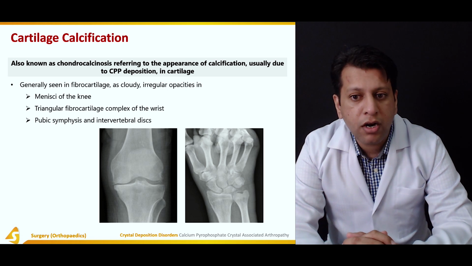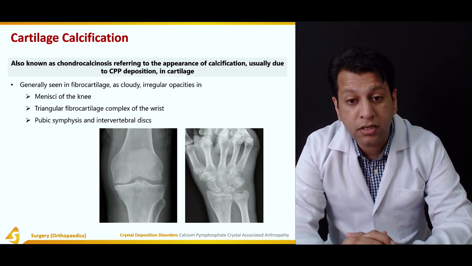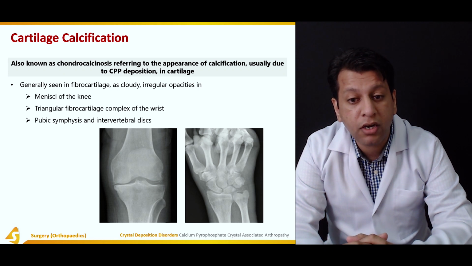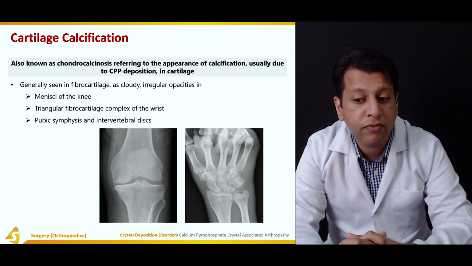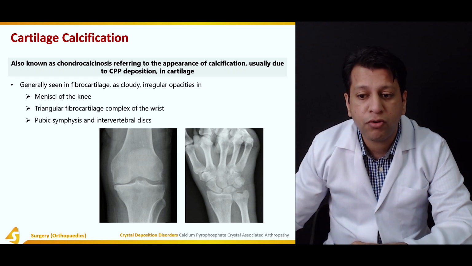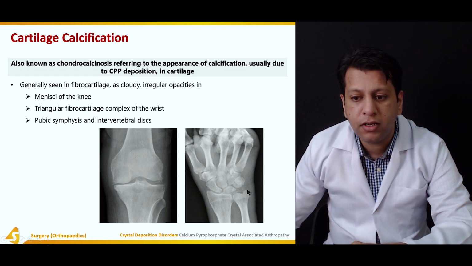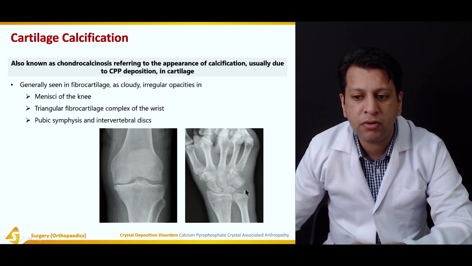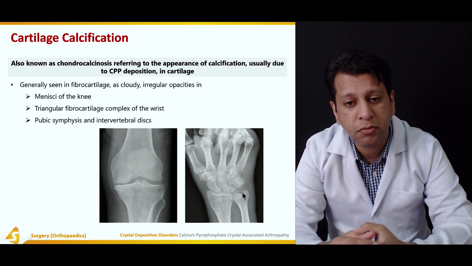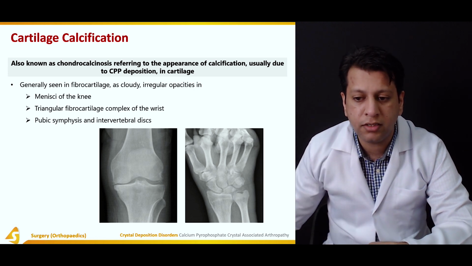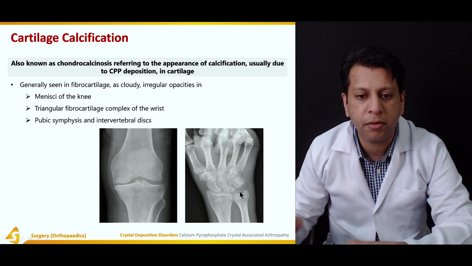It's generally seen in fibrocartilage as cloudy, irregular opacities. Menisci of the knee could be affected. The triangular fibrocartilage complex of the wrist joint could be affected, as you can appreciate over here. This is where usually the TFCC is, and you can see a thin white line in the joint between the ulna and triquetrum and pisiform. This is the point where the TFCC is present, and once deposition in the TFCC takes place, it appears like this, thin specks of whitish dots and a line which can be appreciated.